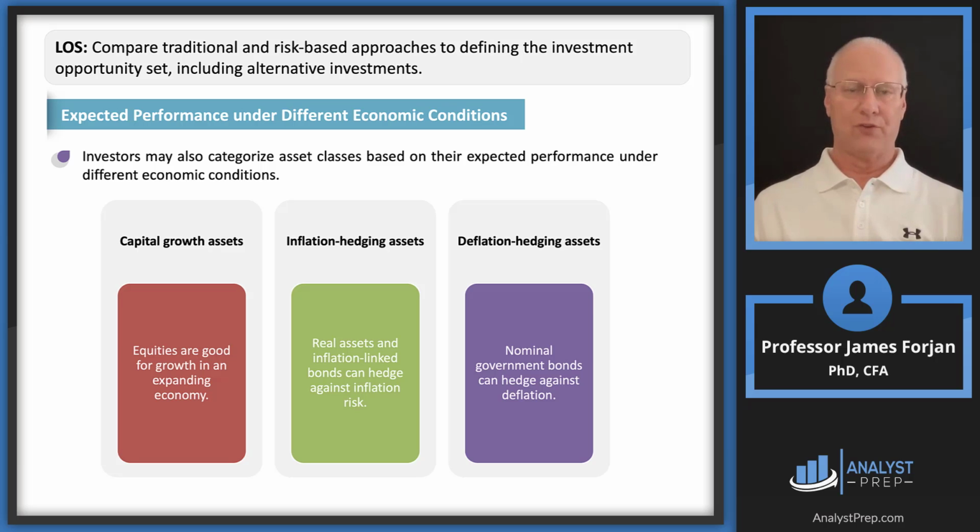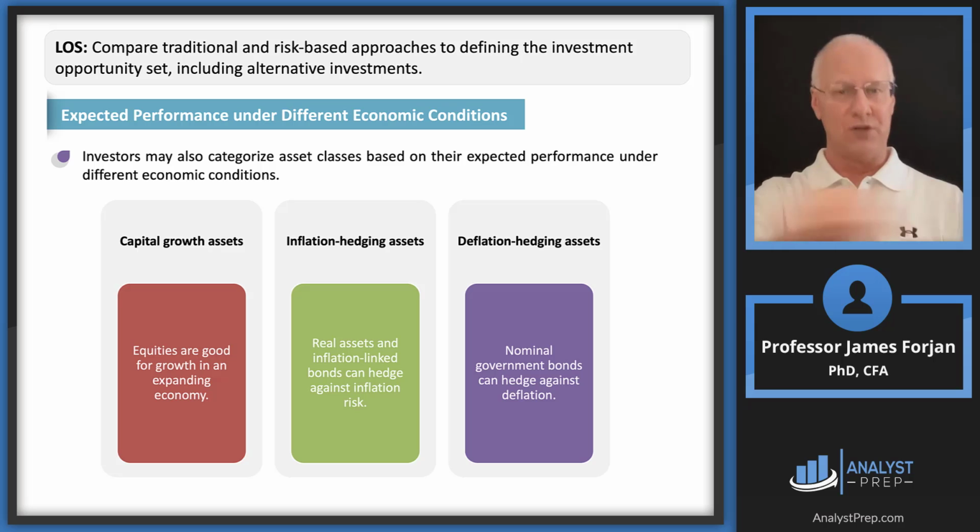Now, I'm also certain that you're keenly aware that the Institute loves linking the business cycle back to almost everything else that it does. So if you remember in level 1, level 2, and level 3, there are LOSs that say something like, "during the stages of the business cycle." That's why we emphasized that so strongly back in our level 1 video. So capital growth assets, inflation hedging assets, and deflation hedging assets. And these are pretty self-explanatory.